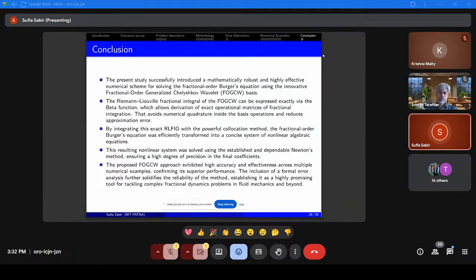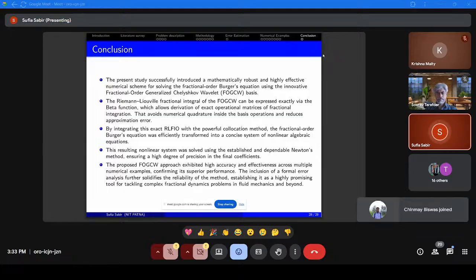We have solved the fractional order Burgers' equation by using the fractional order generalized telescopic wavelet. We have formulated the exact Riemann-Liouville fractional integral operator using regularized beta functions, which avoids numerical quadrature inside the basis operation and reduces approximation error. This RLFIO, together with the collocation method, converts our proposed problem into a system of nonlinear algebraic equations. Then this system of nonlinear algebraic equations is solved using Newton's method.